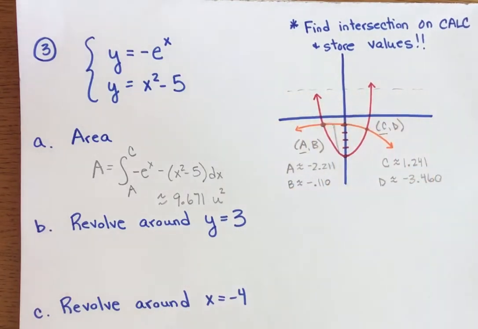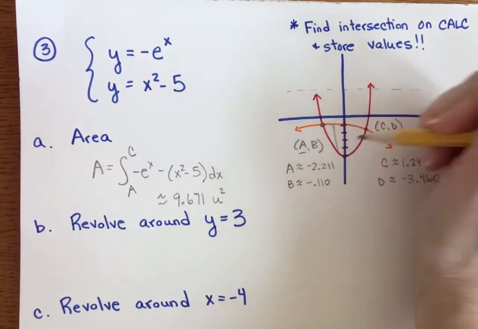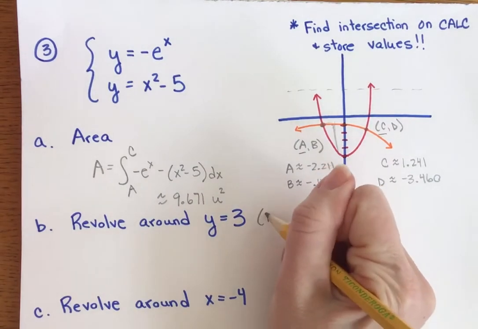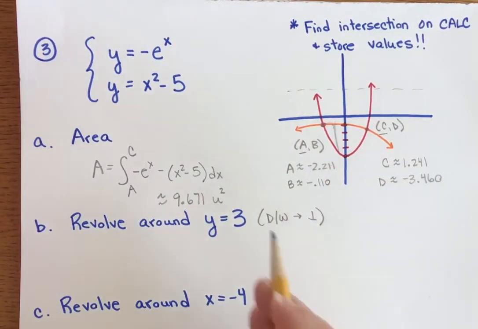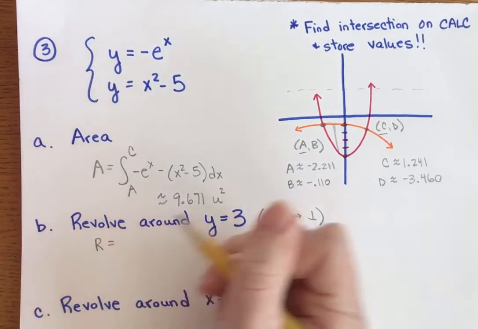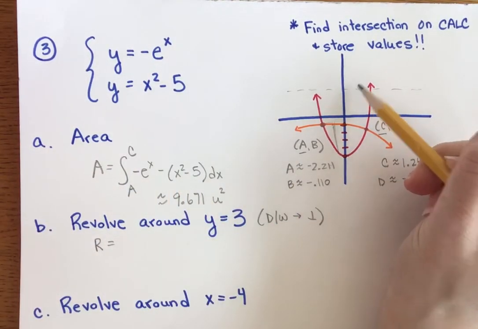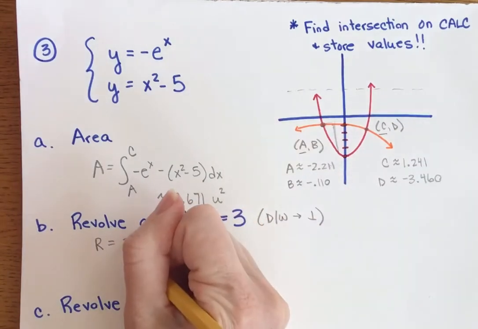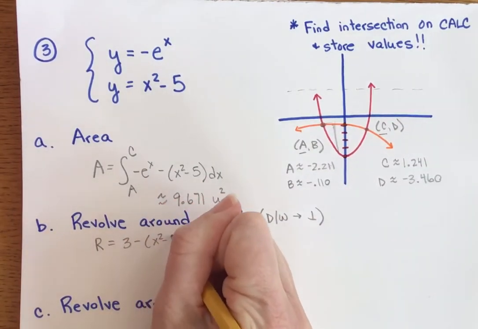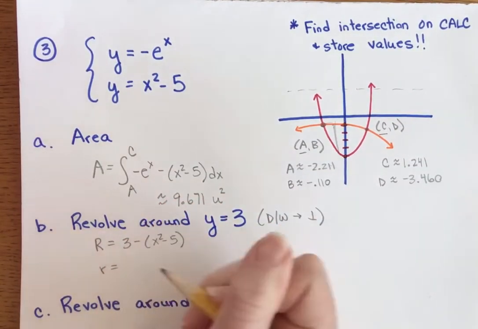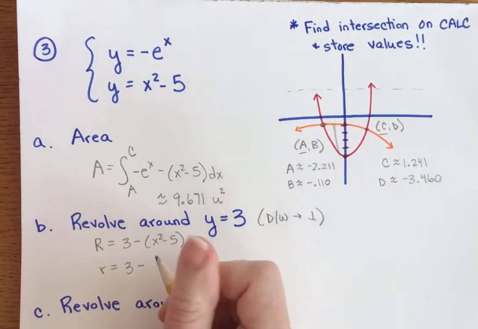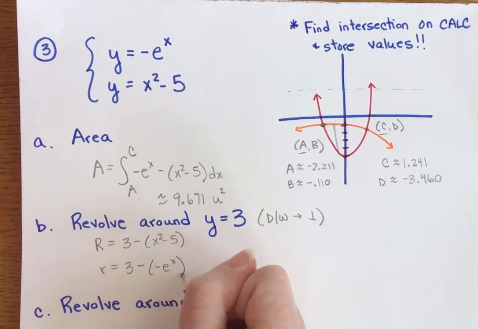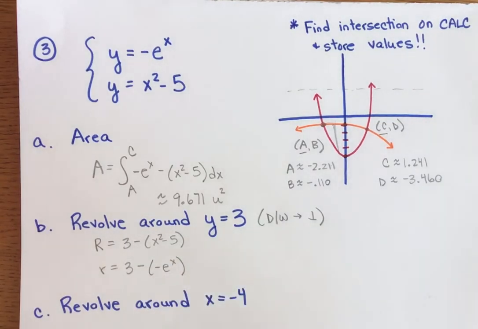All right, let's revolve around y equals 3. That is a horizontal line. I'm thinking I want a vertical measurement. So I need my disk washer method, which is perpendicular to my axis of revolution. I have a big R, which goes from the axis to the function, so 3 minus the parabola. I have a little r, which goes from the axis to the inside function, 3 minus a negative e to the x. Again, just be careful with how you type this in.